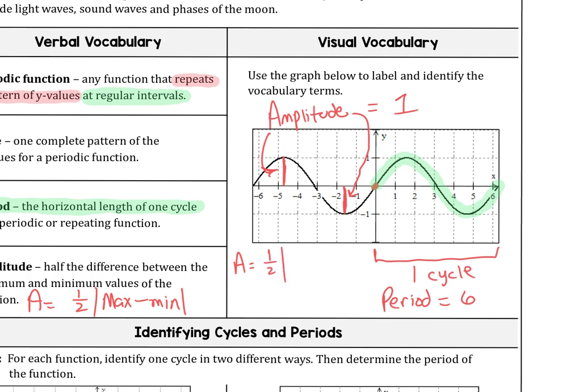Well, the max that it gets to is 1, minus the minimum it gets to, which is -1. Two negatives make a positive, and so we end up with 1/2 times 2, which equals 1. And so that would be our amplitude right there. So let's take a look at a couple of examples here.